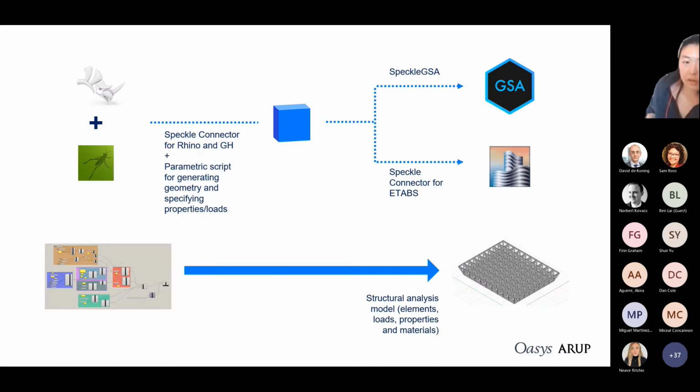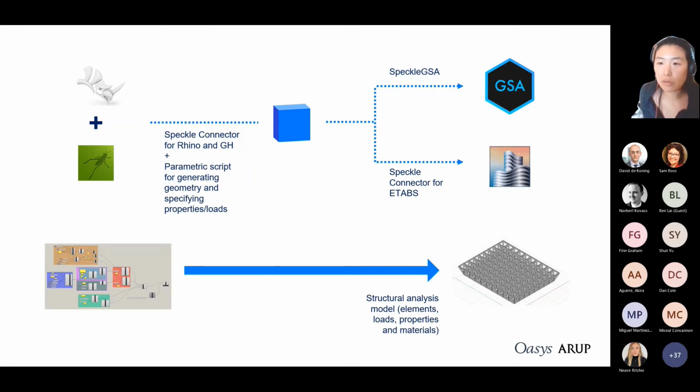So conceptually, what we're doing is making use again of the connectors that exist, the Speckle plugins that exist for Rhino and Grasshopper, combining that with a parametric script for generating geometry and for specifying the structural properties and loads and materials. We'll be sending that to Speckle, so converting that to our neutral Speckle format. And then we'll be pulling that data back down from Speckle in the Speckle GSA connector. And that Speckle GSA connector will be converting all that into native GSA structural analysis elements.